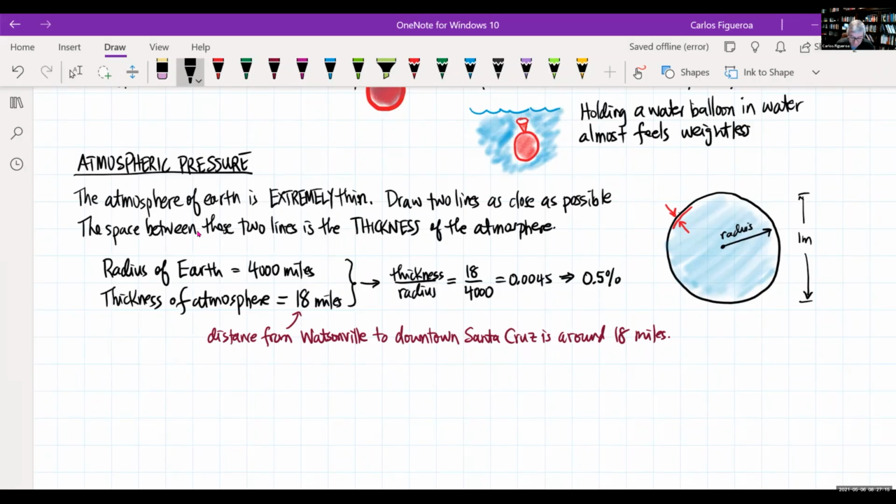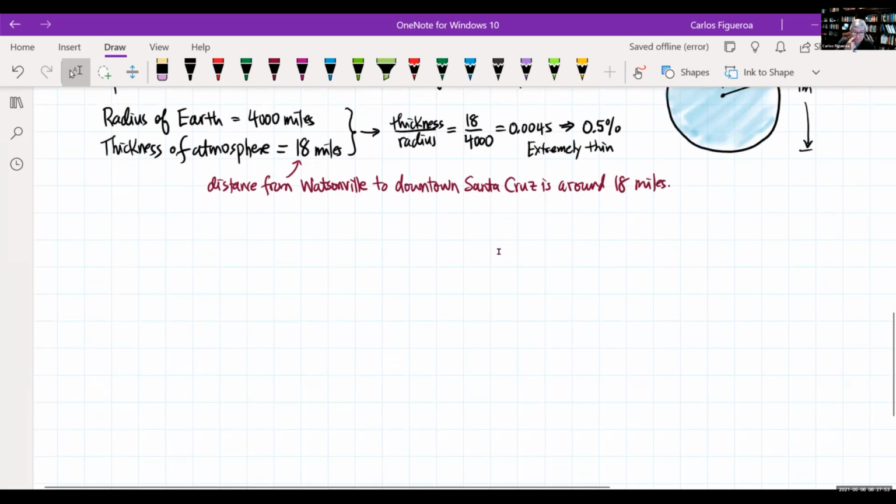So you could see here that this tells us that the atmosphere is extremely thin. The sky is not limitless, right? That's a really surprising feature. I remember when I was young and I saw that and I went, wow, really? My impression of the sky being huge was a misconception.